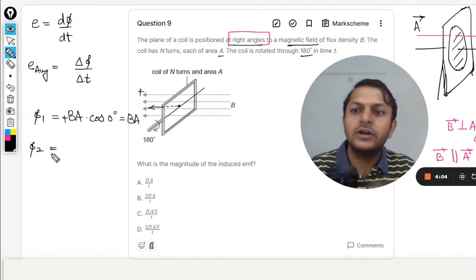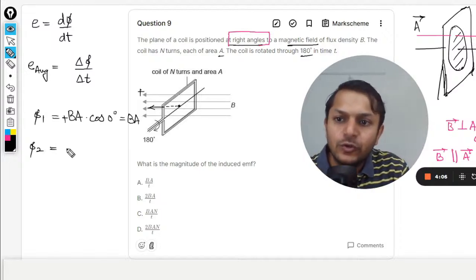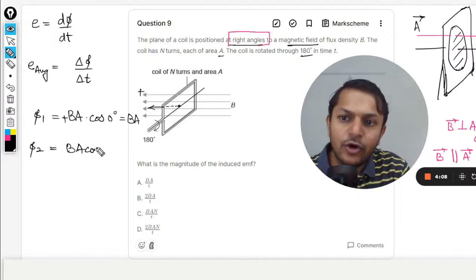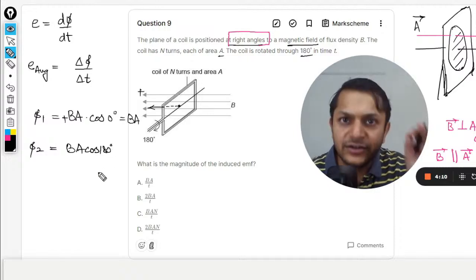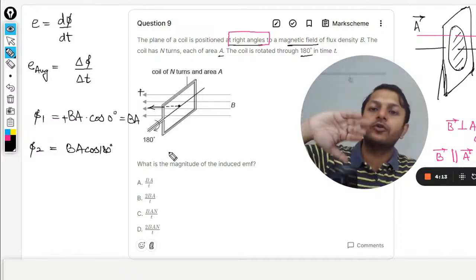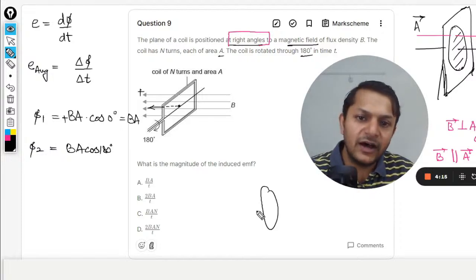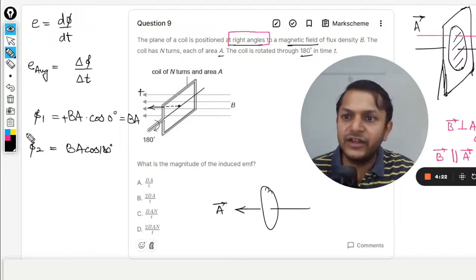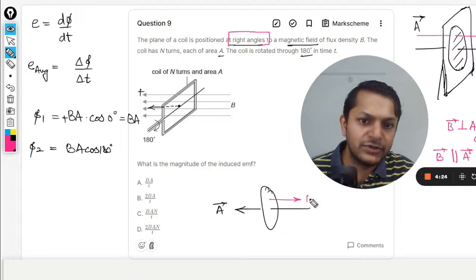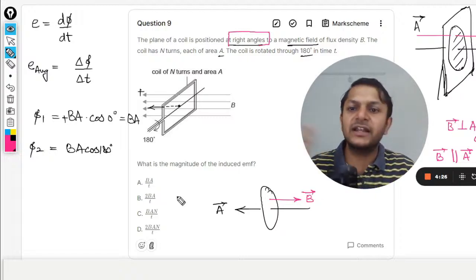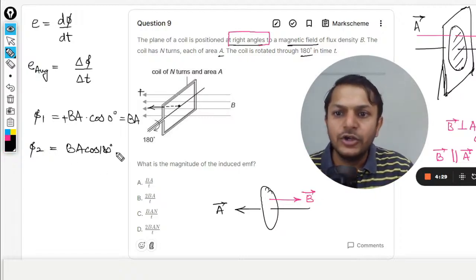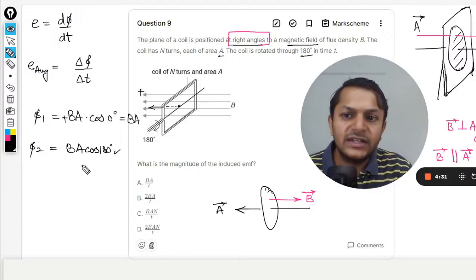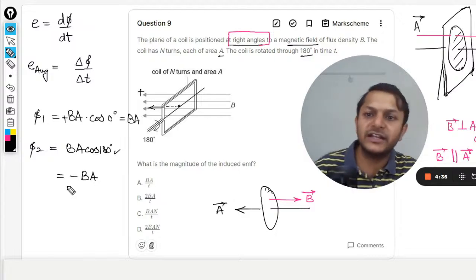Now let us go for phi 2. Now what is phi 2? It will be BA cos 180 degrees. Why? Because you have now rotated it by 180 degrees. It means that now the ring is like this. Now the area vector is in the backside direction, but the magnetic field is still in the same direction. So what is the angle between the magnetic field and area? 180 degrees now. So this will be 180, and cos 180 is negative 1, so it will be negative BA.